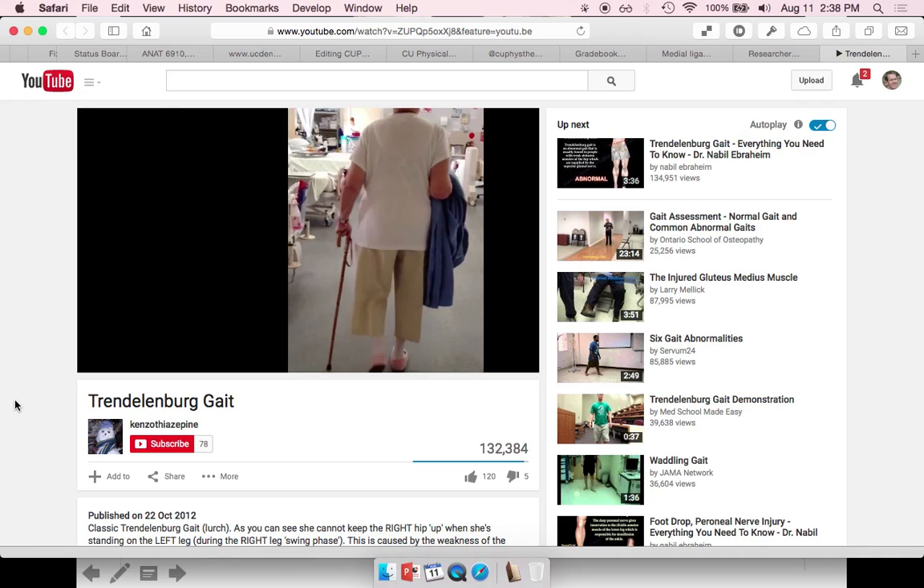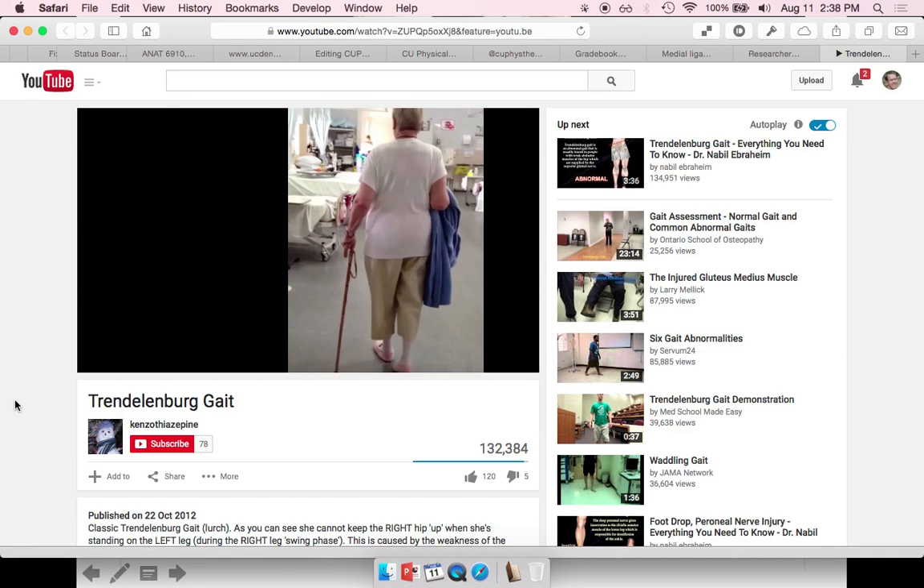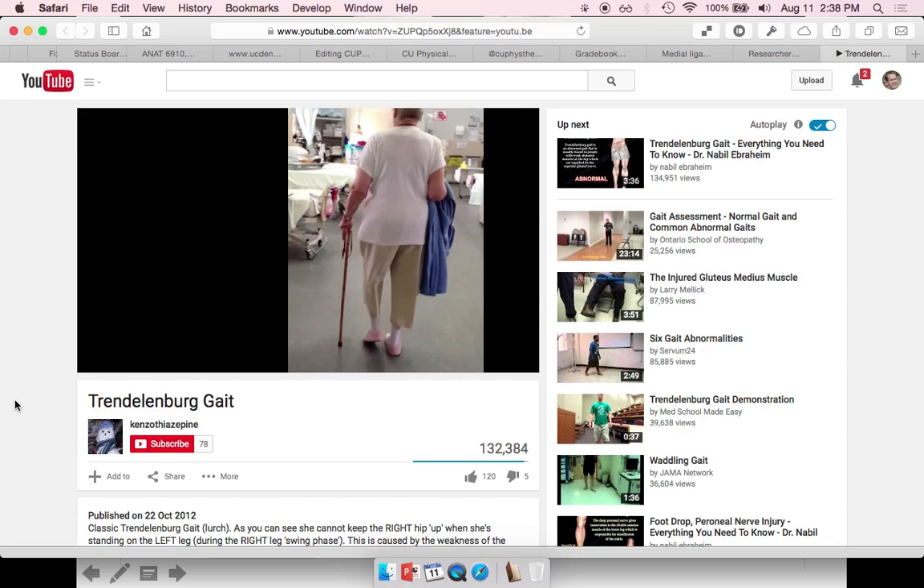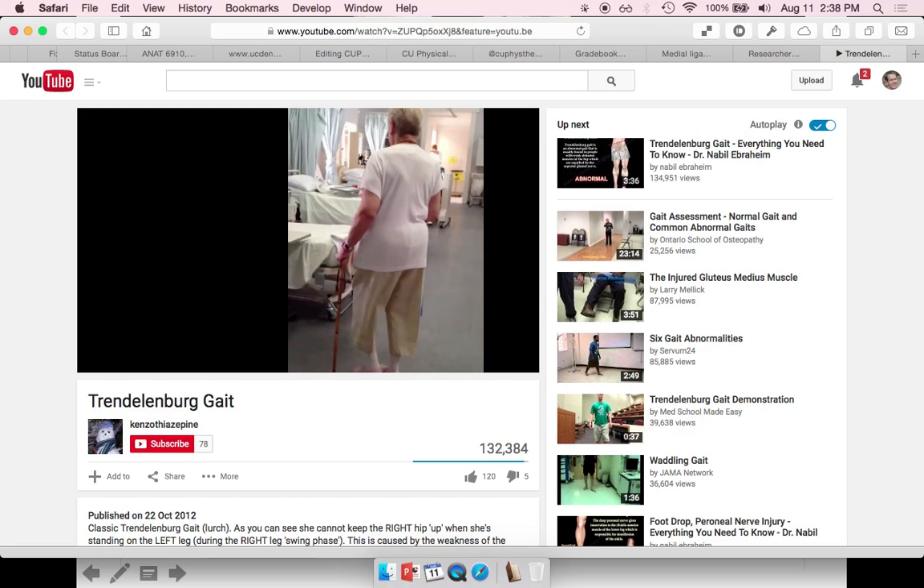Okay, so which side is the pelvis tilting toward? I would say toward the patient's right, which means that the gluteus medius and minimus of the left are impaired.